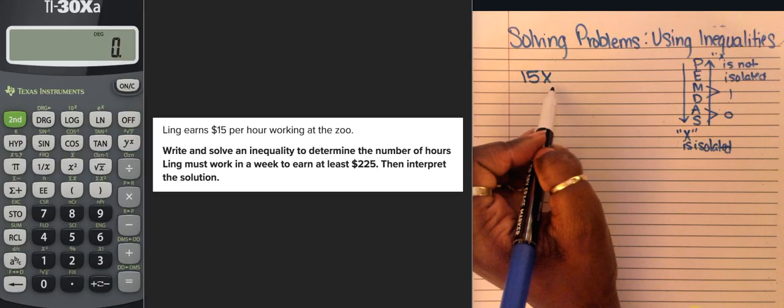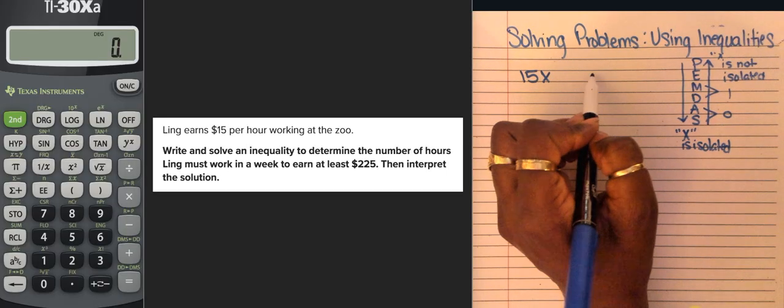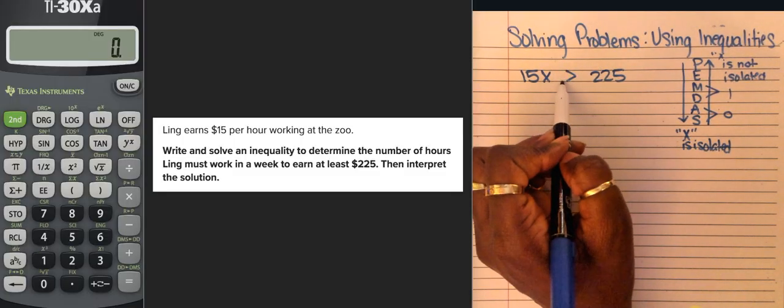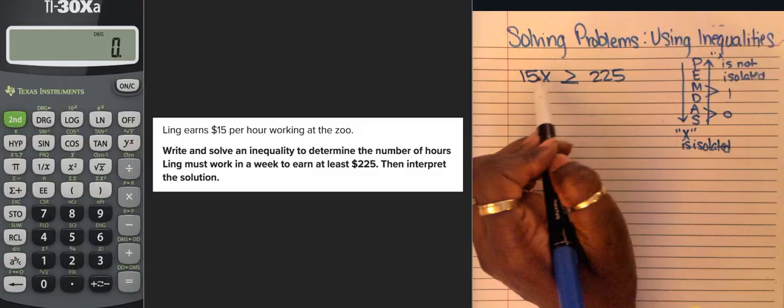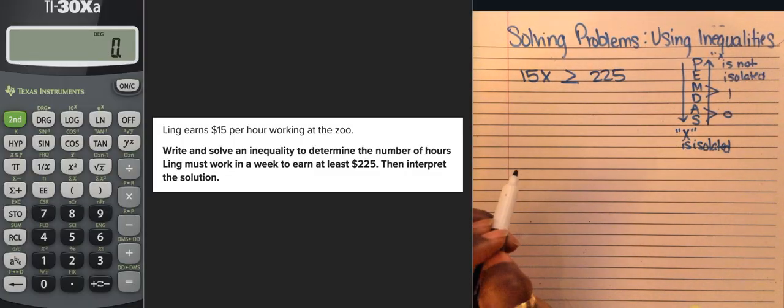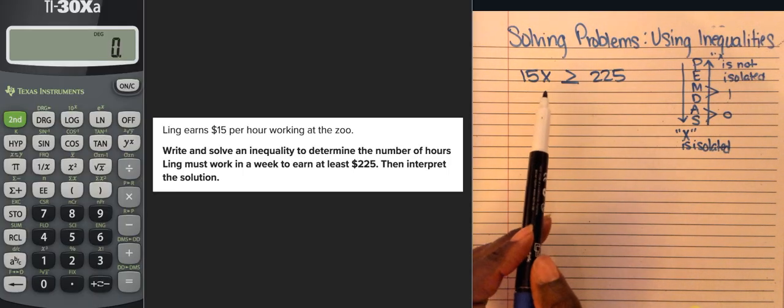And she has to make at least $225. Well, if she has to make at least, I'm going to put 225. We want that amount to be greater than or equal to 225. So whatever she's making needs to be greater than or equal to 225. So now we have our inequality written out. We need to figure out how we're going to solve it.